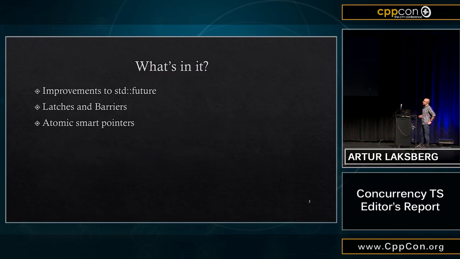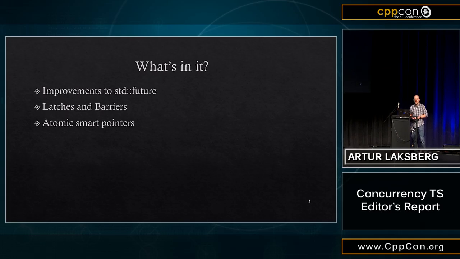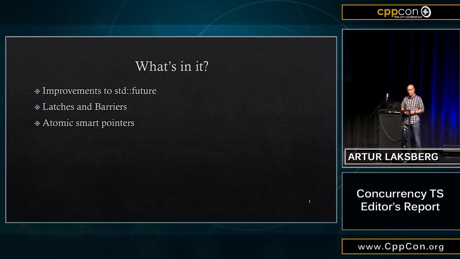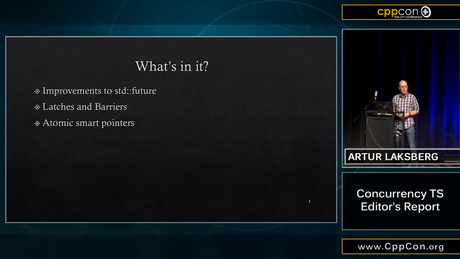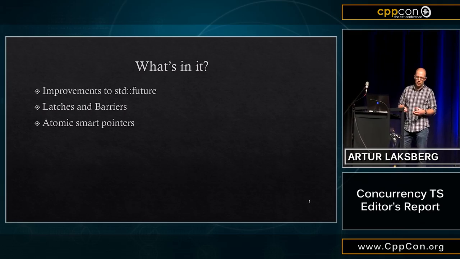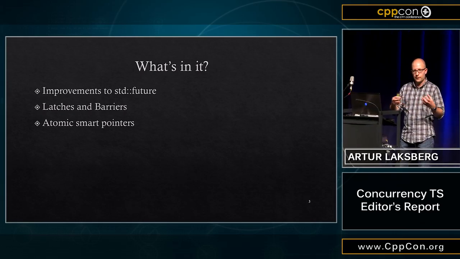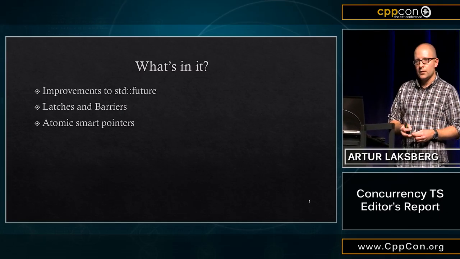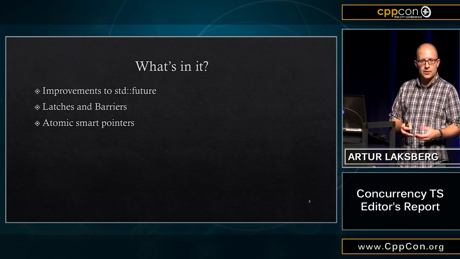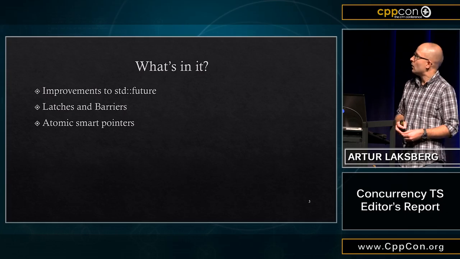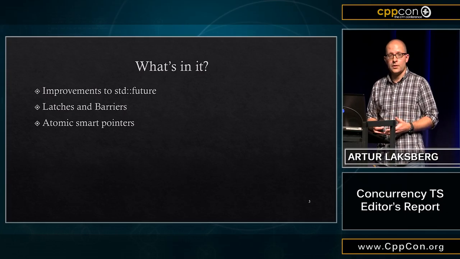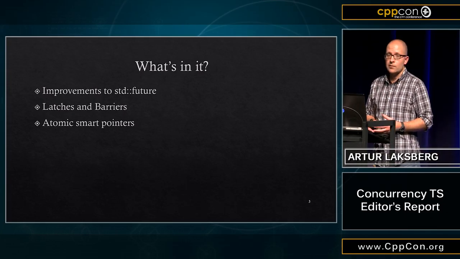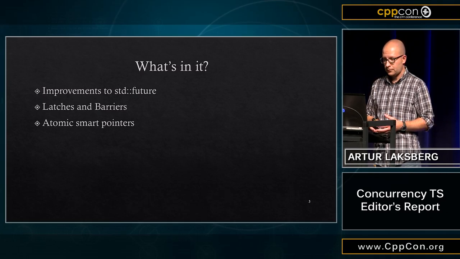So what's in it? The TS has three main components. One is improvements to std::future, which allows us to compose multiple futures in a wait-free manner. A couple of new concurrency primitives, latches and barriers, and also a new concept that is very useful for lock-free programming, which is the atomic shared pointer.